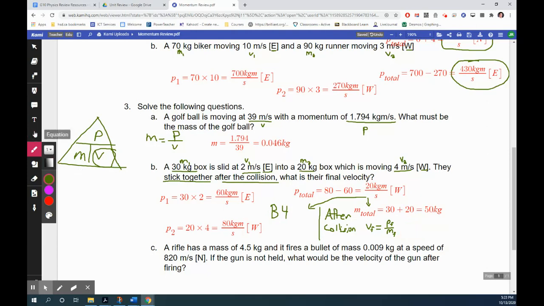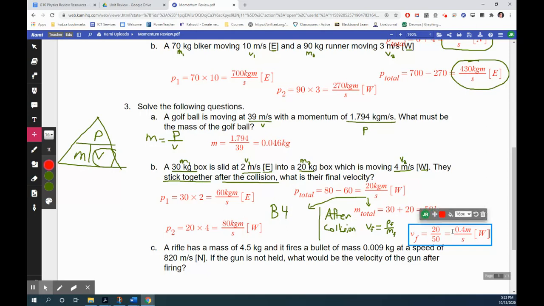And so V final equals 20 kilogram meters per second divided by, what was our total mass? 50 kilograms. We did P divided by m, and we get 20 over 50 is 0.4, equals 0.4 meters per second in the direction west, same as the final momentum. So together they're going to collide, hit, and move west at 0.4 meters per second.